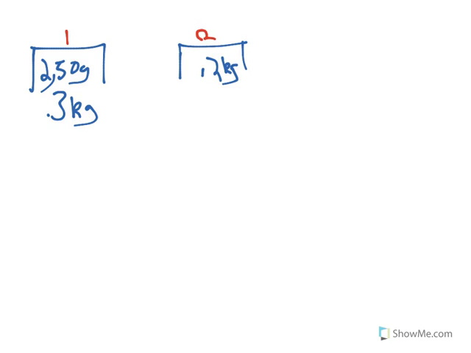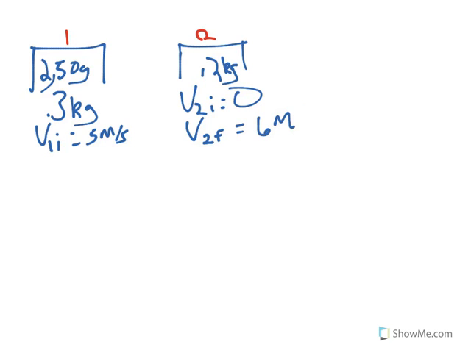Now for the scenario, we're going to keep this one initially at rest, so it will be 0 initially. We're going to throw this one down at 5 meters per second. After the collision, we're going to measure the velocity of the second one. Let's just say the velocity of the second one, finally, after the collision, is 6 meters per second. What is the velocity of the first one, finally? That's what we're going to be looking for.